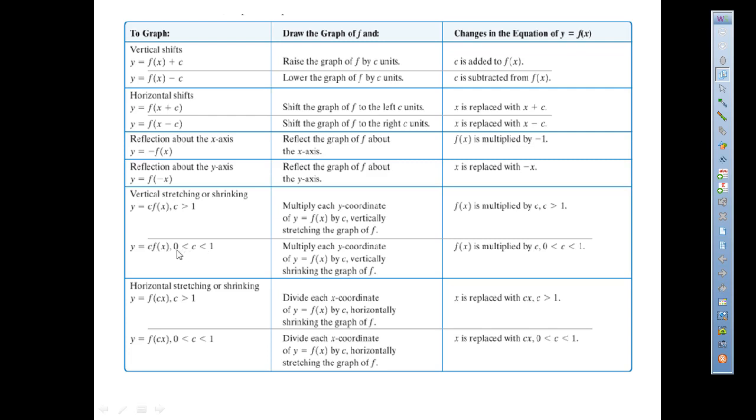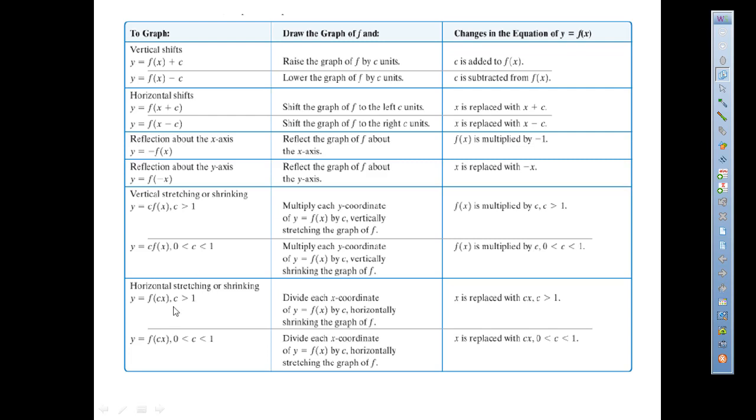If c is between 0 and 1, then you're actually going to shrink it. Where it was 1, if you're multiplying by 1/2, it'll now be 1/2. Where it was 1/2, it's now going to be 1/4. Where it was 1/4, it's now going to be 1/8, because you're multiplying each one of those y values by 1/2, so it's making them smaller. That's where we get our vertical shrink.